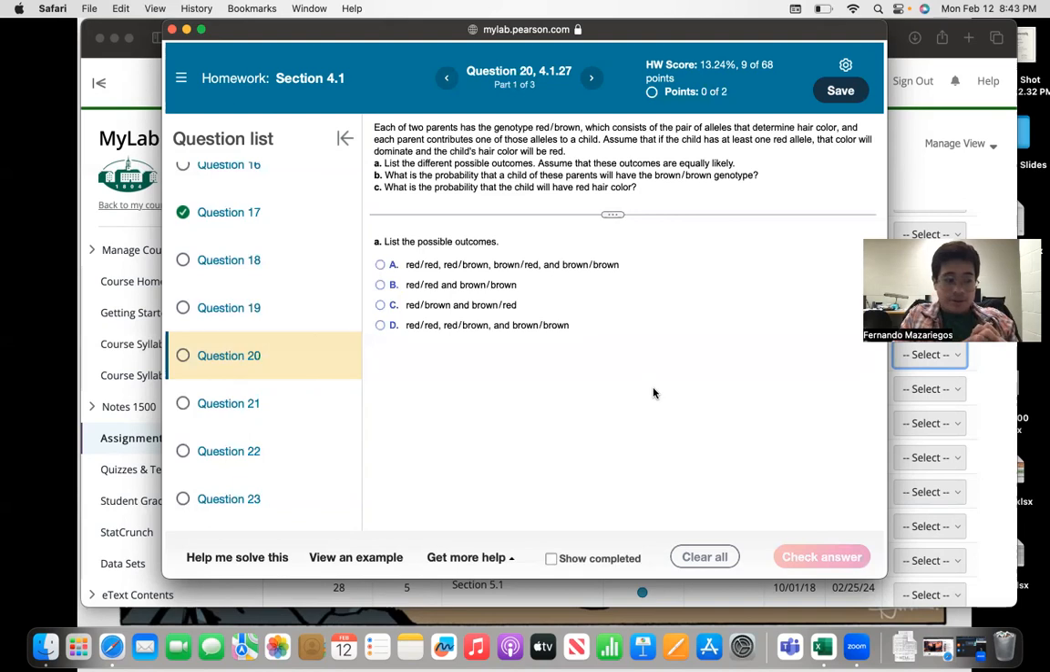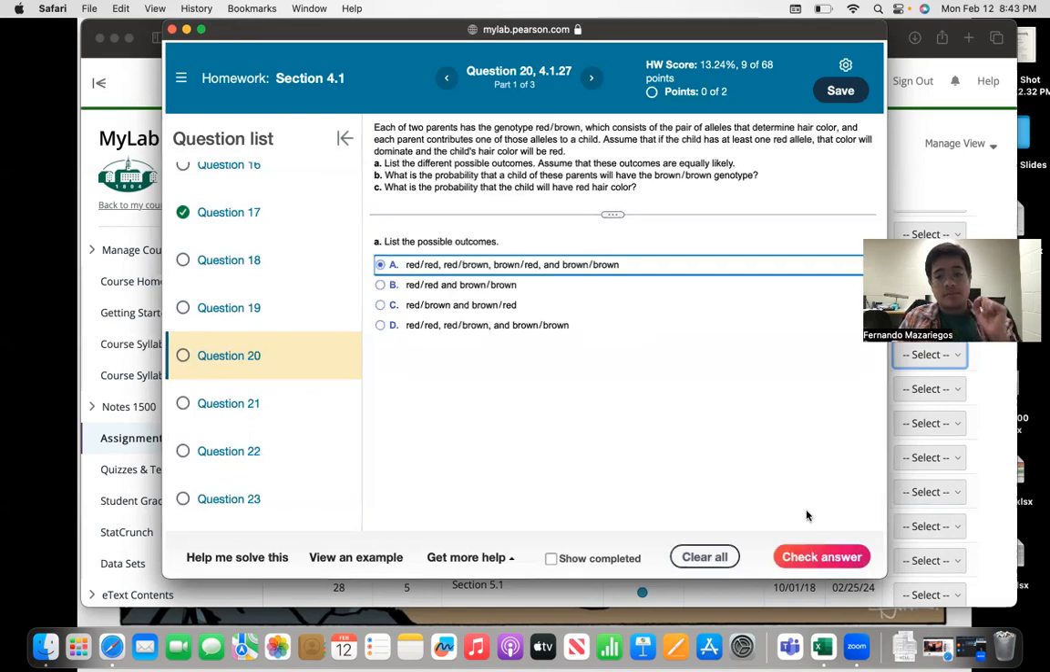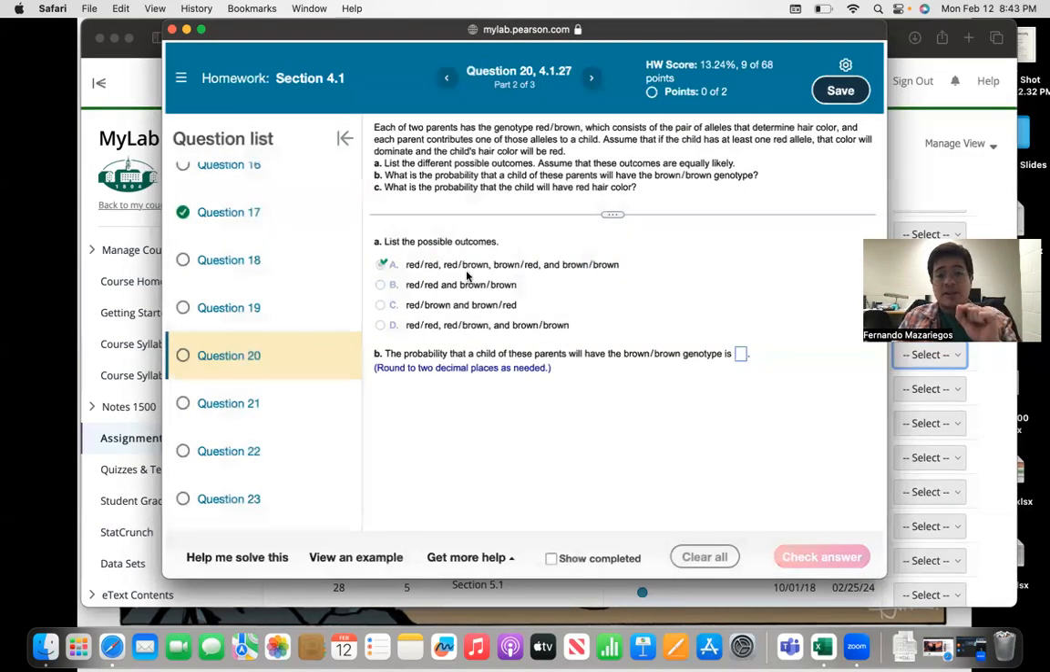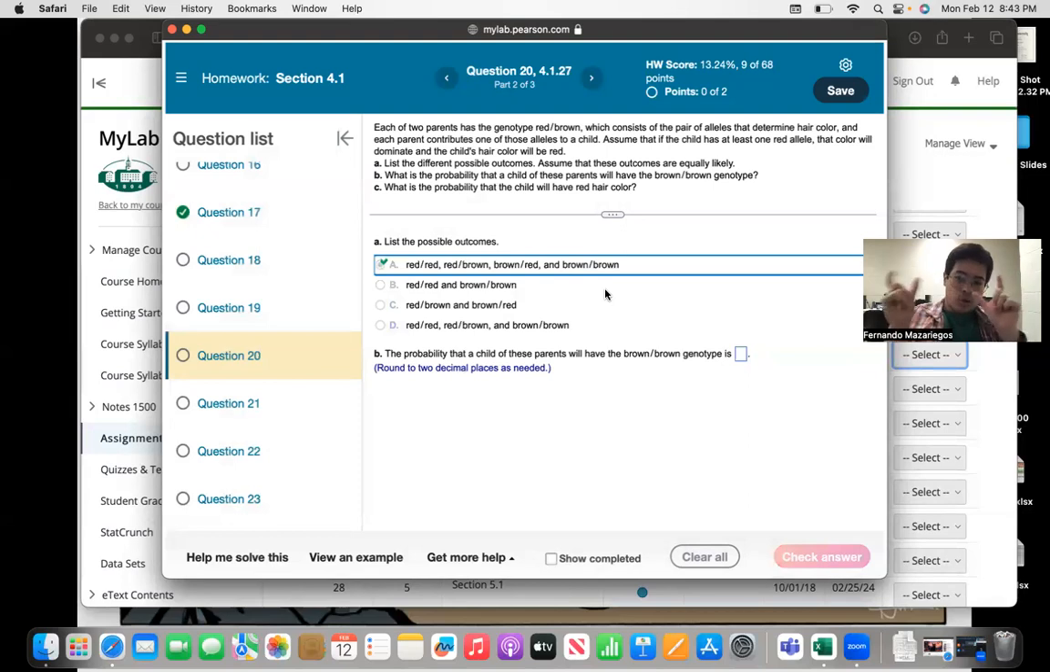So this is important. Remember, we have a name for this. The set of all possible outcomes is the sample space. And something important is we need to consider every possibility. So we could have red and red, we could have brown and brown, or we could have a combination. But notice that it's not the same to have red-brown than to have brown-red. So always list all possibilities.